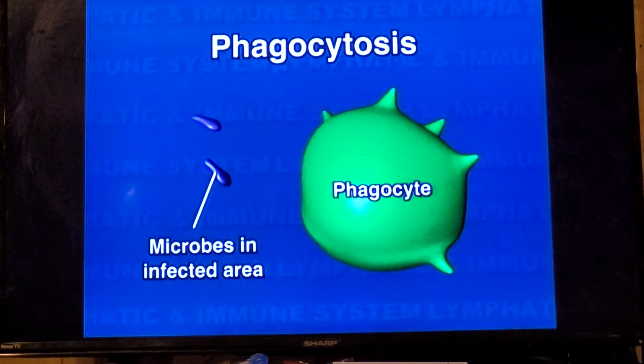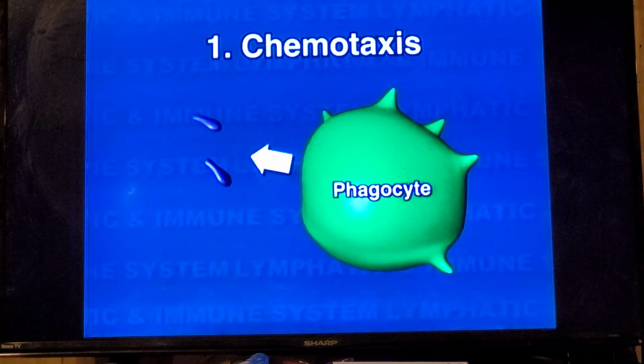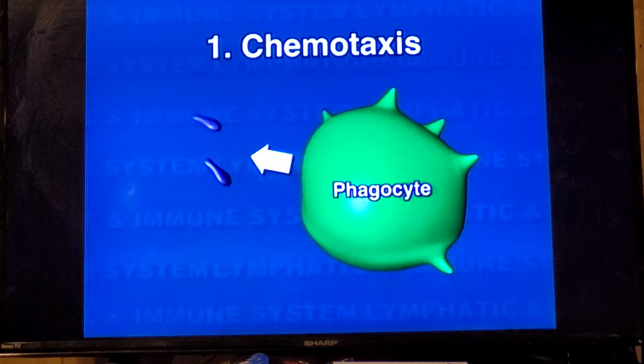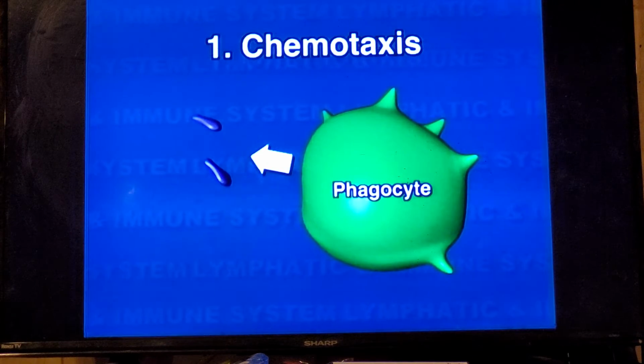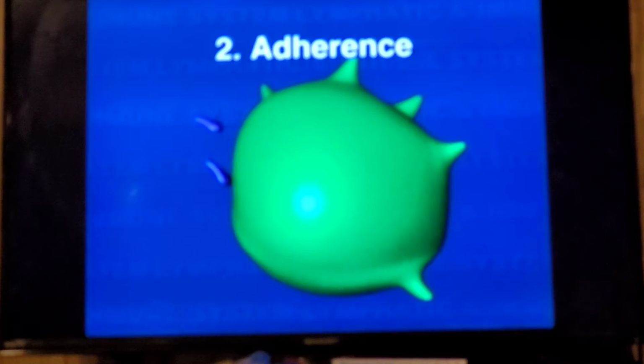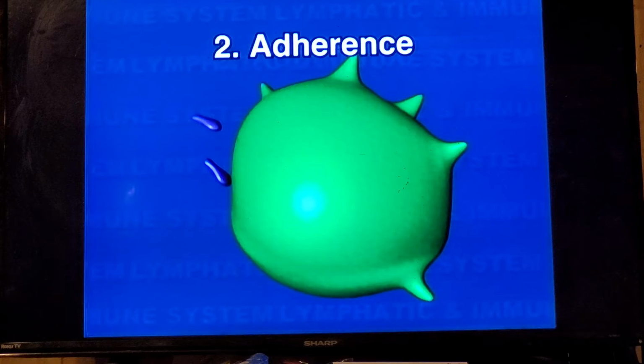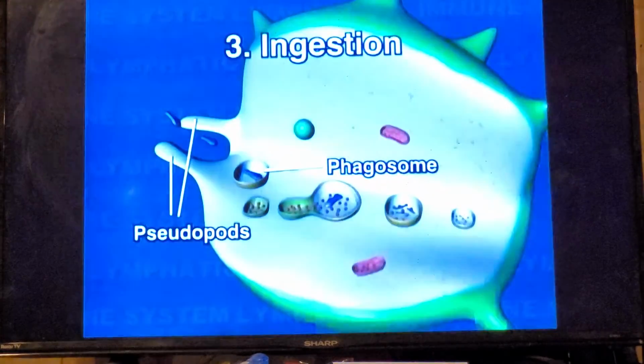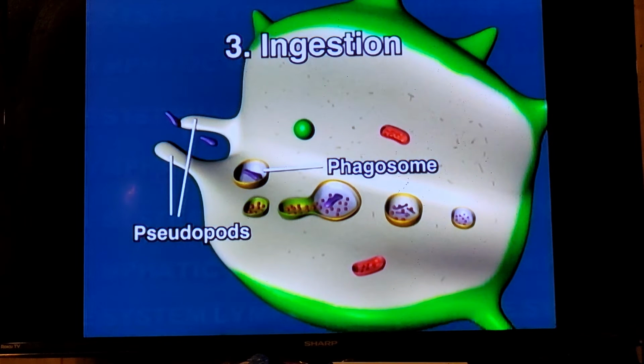There are 5 phases involved in phagocytosis. 1. Chemotaxis, the moving of phagocytes to the infected area. 2. Adherence, when the phagocyte attaches itself to the microbe or other foreign substance. 3. Ingestion, where projections called pseudopods extend and fuse with other pseudopods to form a phagosome, a sac that surrounds the microorganism.